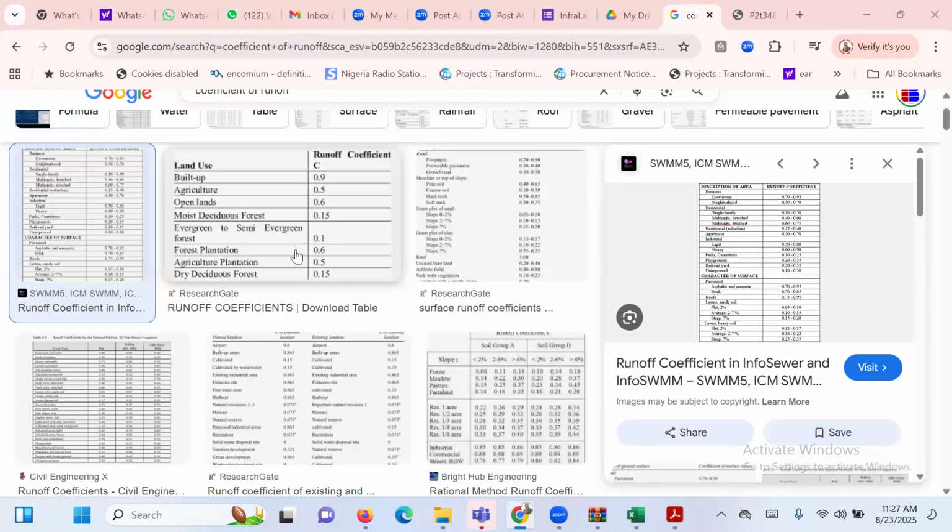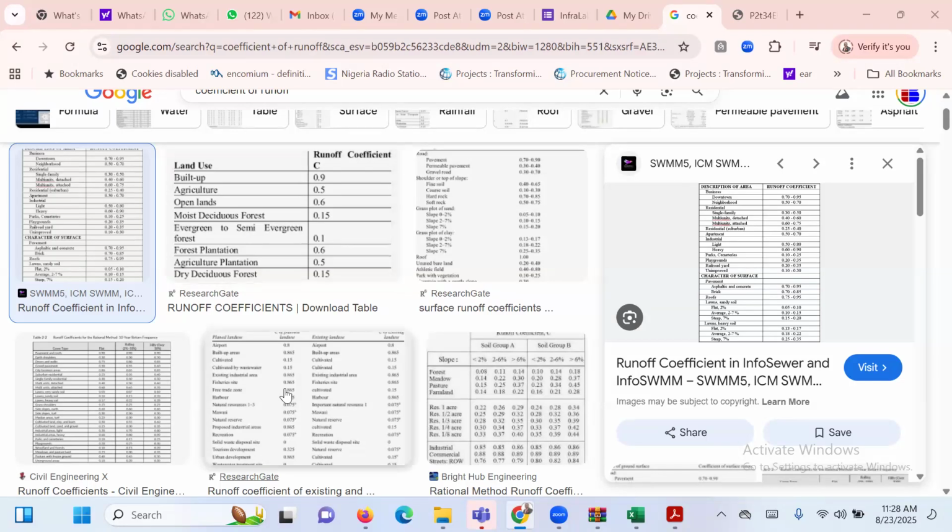Let me check the list. The list says evergreen to semi-green forest. Water cannot flow. Have you seen where they say water is flowing in the forest? No, because if it is green, evapotranspiration will take place, deep infiltration will take place, wetting will take place. So many things will take place.